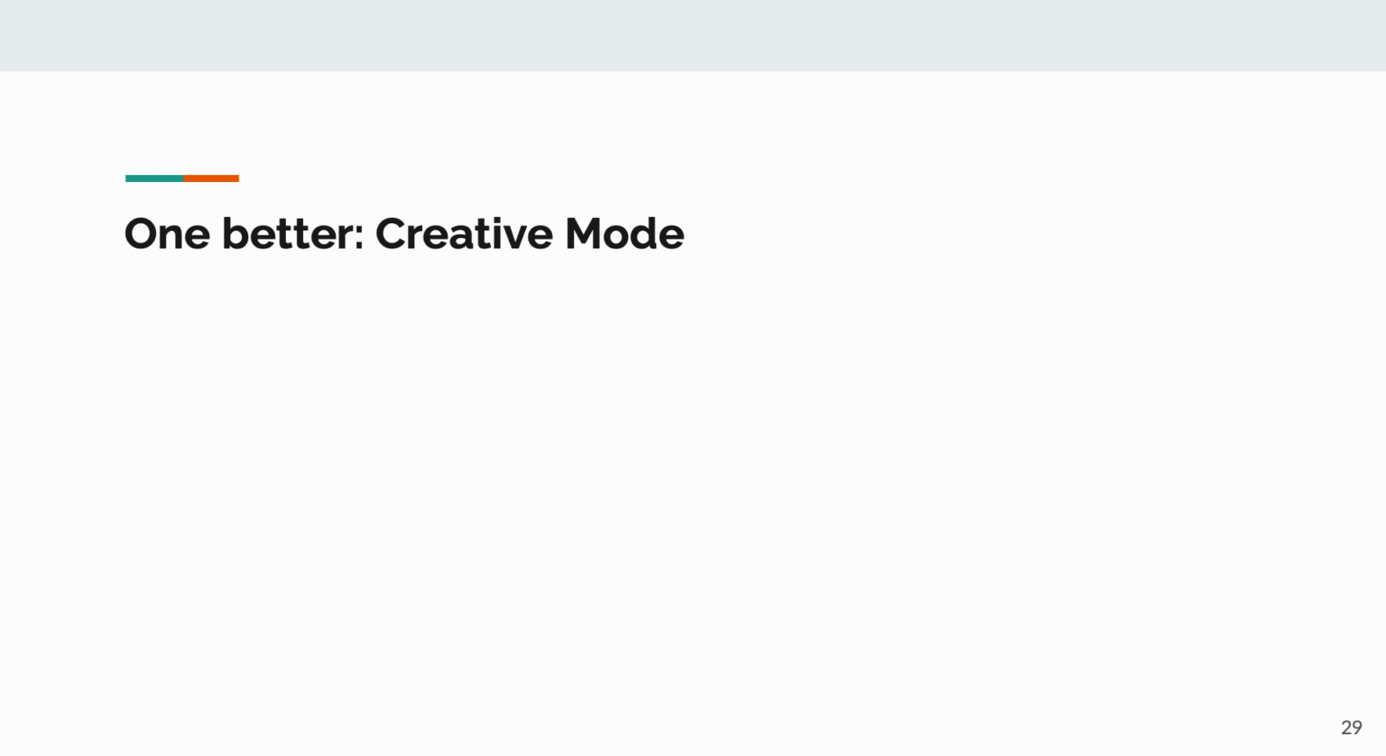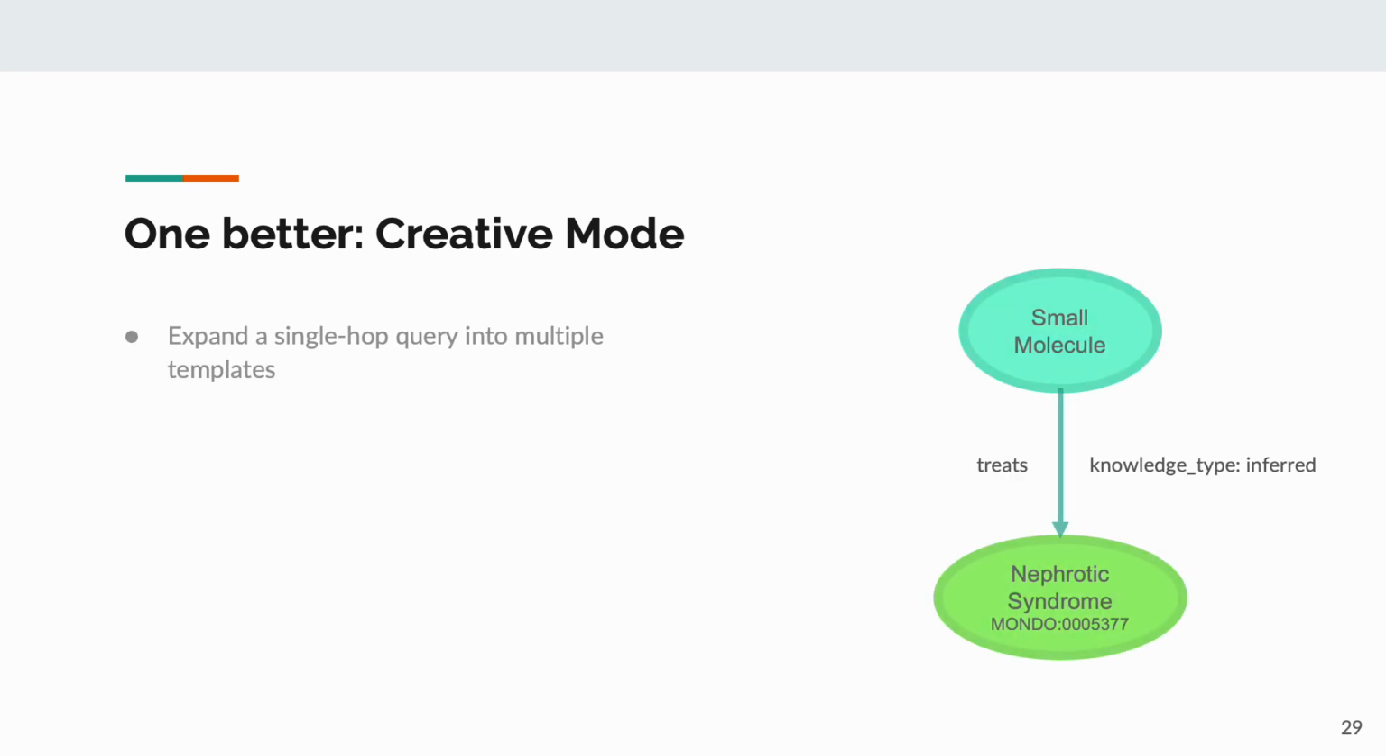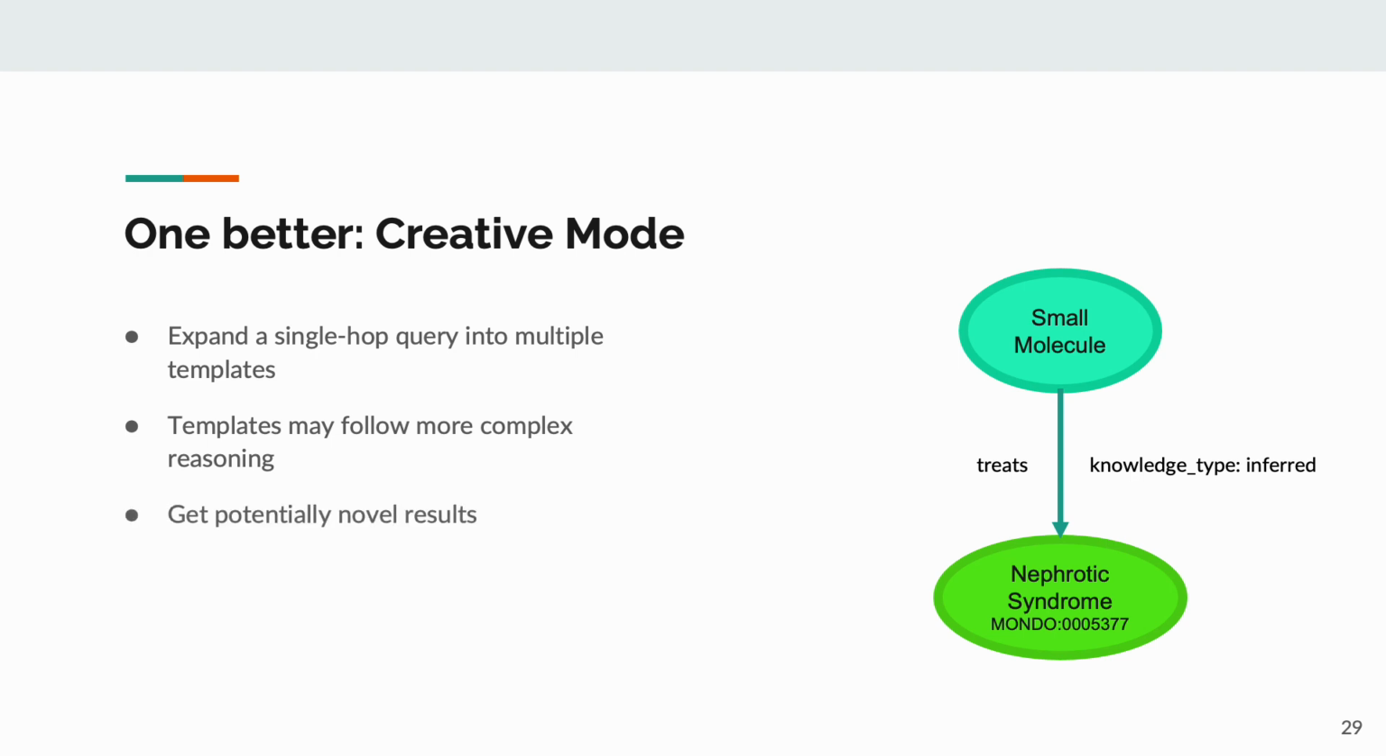Now I'll do you one better. Enter creative mode. Creative mode takes a simple one-hop query where we've said that we want it to return inferred relationships and expands that query out to multiple, more complex templates. This means we won't always obtain results that are clinically proven, but that's the point. You can use creative mode to find potential links, in this case, possibly for drug repositioning.